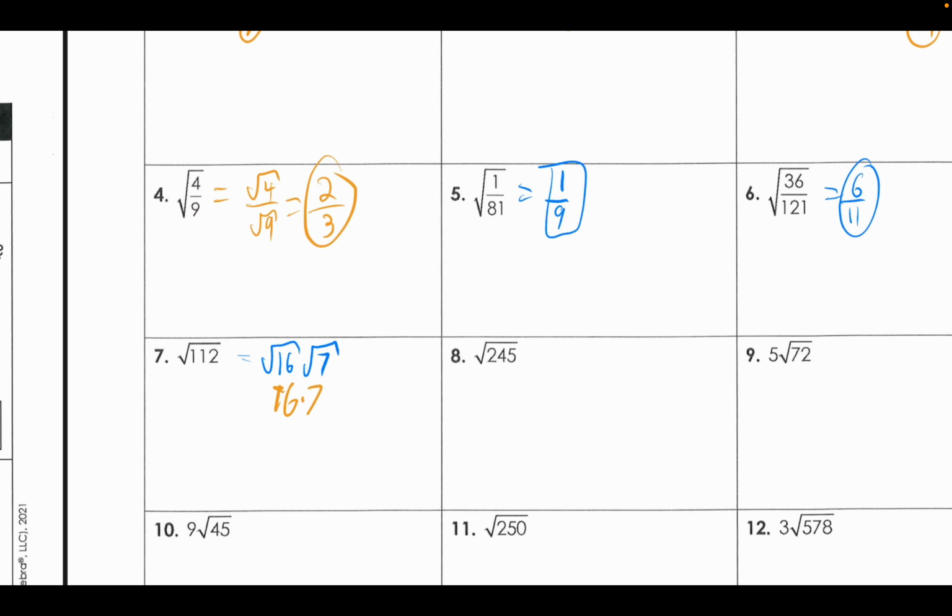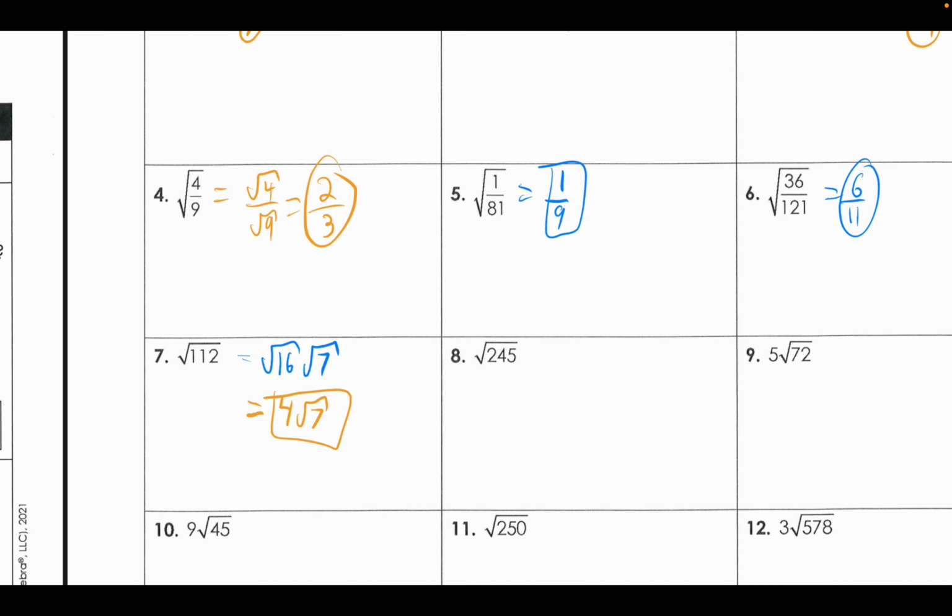The reason why this is helpful for us here is because 16 is a perfect square, and we can actually take its square root. The square root of 16 is 4. So we get 4 square root 7, and that ends up being our answer.